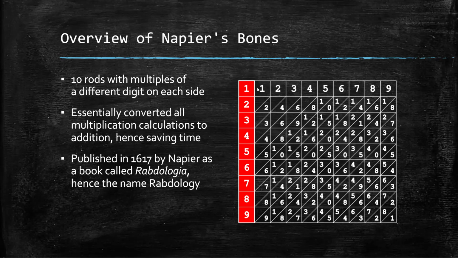So, for example, 1 times 2 is 2, 1 times 3 is 3, 1 times 4 is 4, and so on. And as the products get into multi-digits, each square is split diagonally with a diagonal line from the bottom left of each square to the top right of each square so that each digit is represented separately. And Napier published this system of Napier's rods in a book called Rhabdologia, which translates to collection of rods.